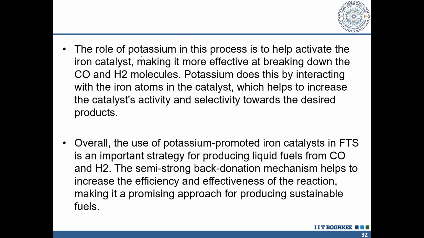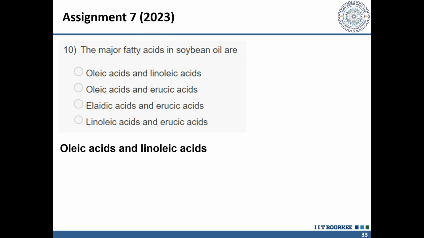The role of potassium in this process is to activate the iron. Potassium is activating the iron, making the iron effective at breaking down the carbon and hydrogen molecules. Potassium does this by interacting with the iron atoms in the catalyst, which helps to increase the catalyst activity and selectivity. This is known as the semi-strong back donation mechanism, which helps to increase the efficiency and effectiveness of the reaction. And now let's move on to the last question of assignment 7.